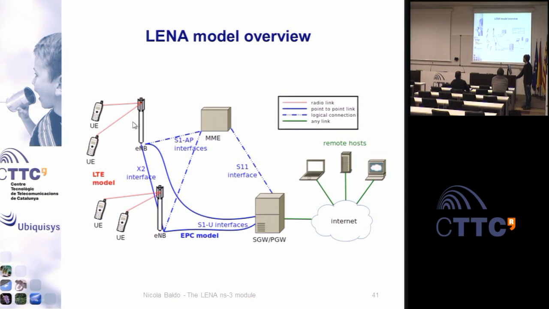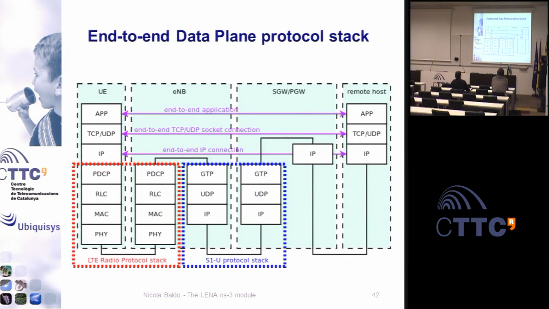And I think actually it's maybe clearer in this picture, where we see only the data plane, but we see all the protocols that are involved. Again, we can see the LTE model here in red, and the S1-U protocol stack here. As I said, we have implementation of the PDCP and RRC protocols, then on top of MAC and PHY, which are a bit simplified, except for the scheduler, of course. And on the S1-U side, we have GTP-U over UDP and IP.